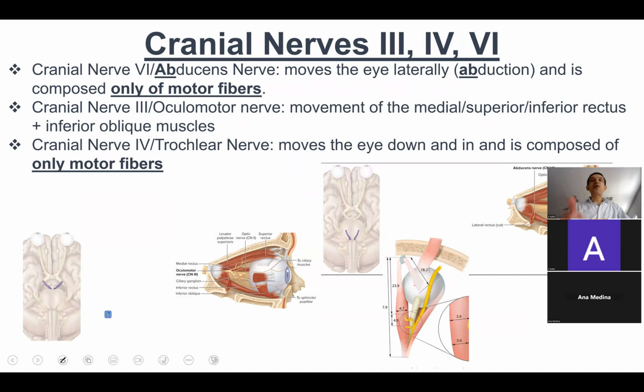Cranial nerve number 3, 4, and 6 are responsible for motion of the eye. Don't forget, you want to start with 6. That way you will get rid of it. Abduction, abducens. Abduction takes away. Someone abducted something, abducted a baby. Abduction, hopefully never. So it moves the eye away from the center laterally. And don't forget, some say marry money. Only motor fibers.